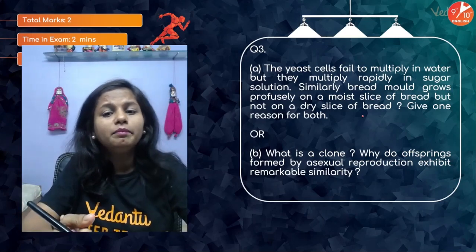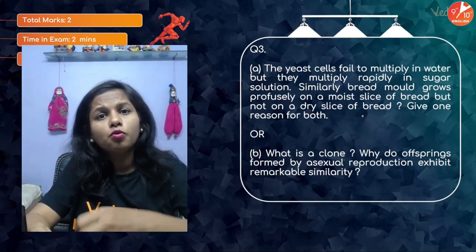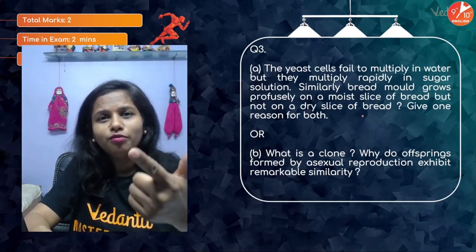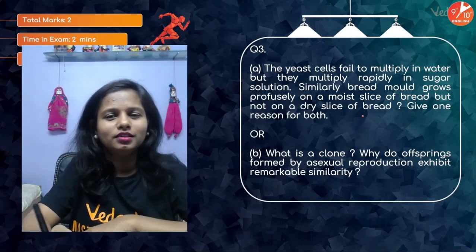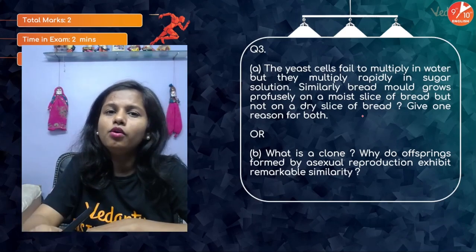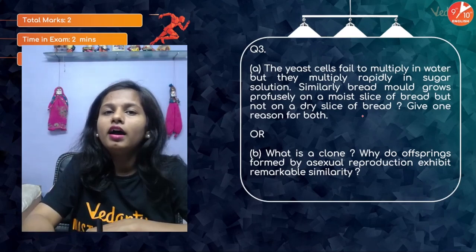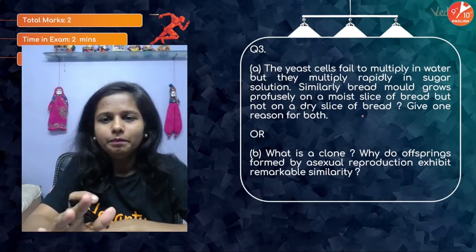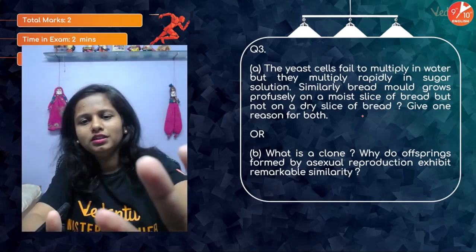Then second, bread mold. It grows profusely on a moist slice because yes, they require food, warmth, moisture. Moisture is there. On a dry slice, there is no moisture, which is very important for the fungi, for fungal spores to germinate and grow. Okay, so that's question number 3, A part.